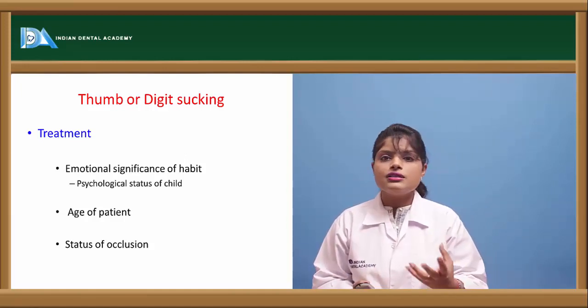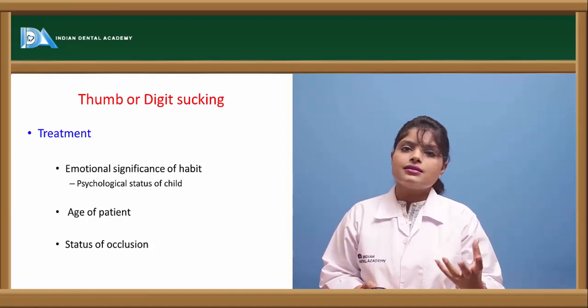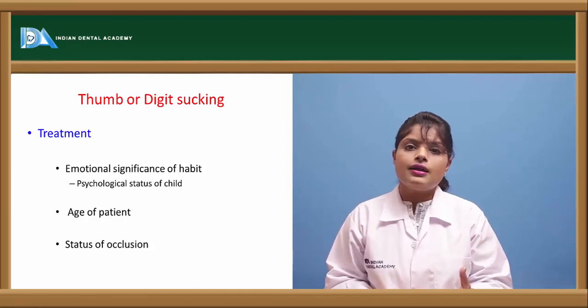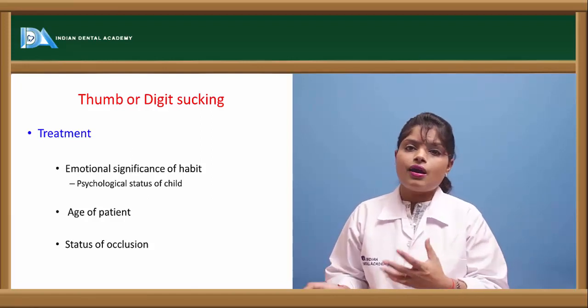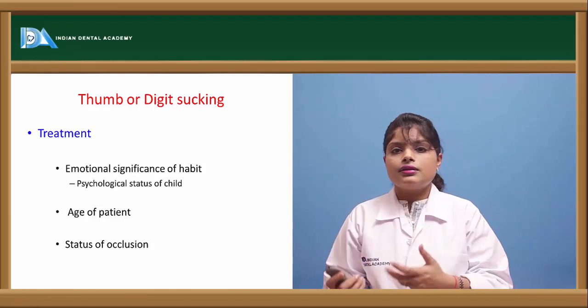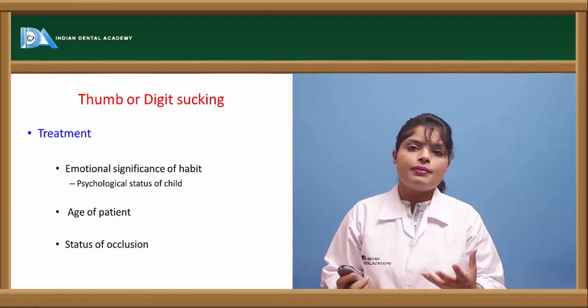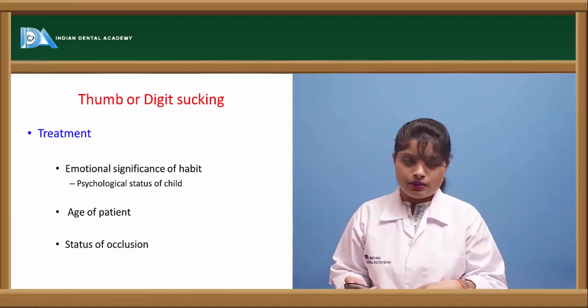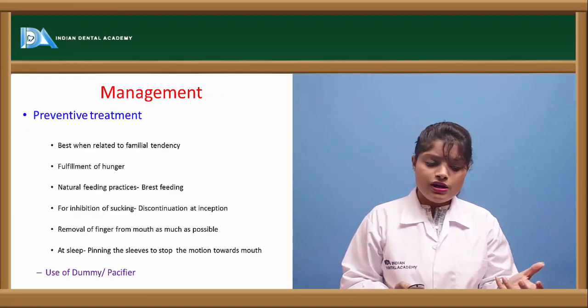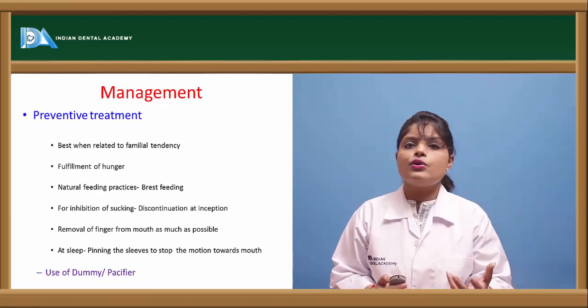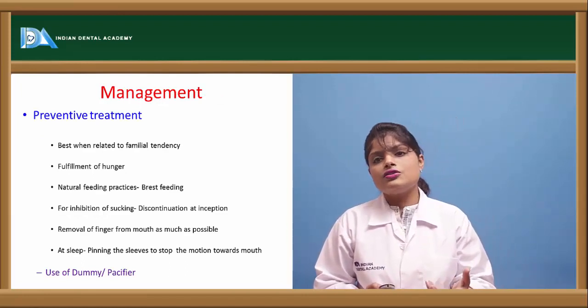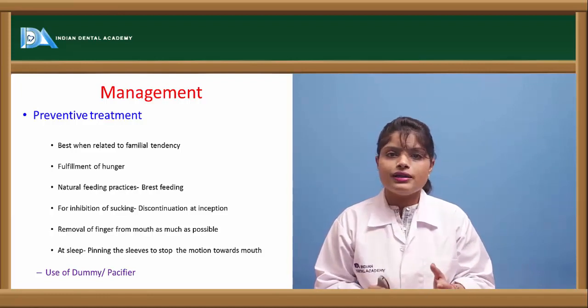So we'll find out the psychological cause, why the thumb sucking habit is retained, or if some other sibling around is also sucking the thumb and the child has grasped the habit from the sibling who is present. The first step of the treatment is always preventive. So we'll try to see how we can prevent the habit.